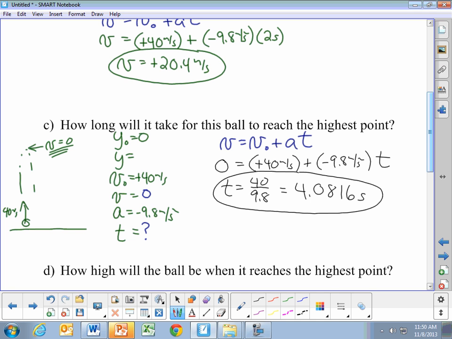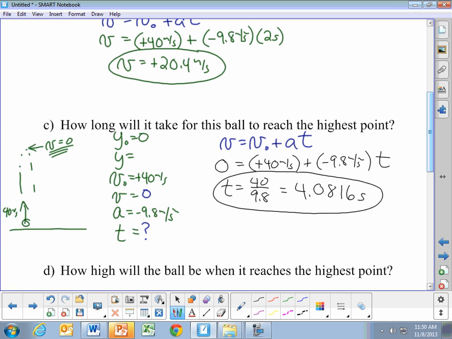In part B, we were looking for the velocity at 2 seconds. We found that the velocity at 2 seconds was positive. It was still on the way up. That agrees with what we have in part C. We said that it was going to take 4.08 seconds to reach the highest point. And so at 2 seconds, it should still be on the way up.